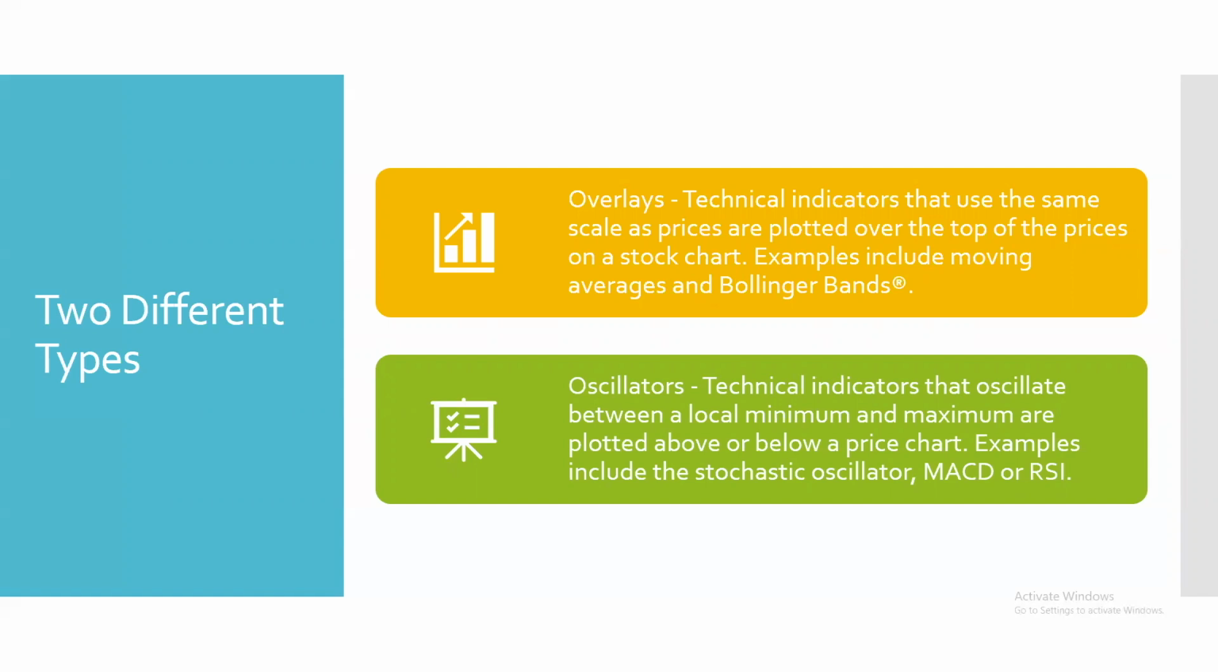We're going to definitely be talking about averages soon. And we have oscillators. These are technical indicators that oscillate between a local minimum and maximum, plotted above and below a price chart. Examples would be the MACD or the RSI. So what we are going to be talking about for our overlays is moving averages. We'll touch a little bit on our Bollinger Bands, and the same exact thing with oscillators. If you guys want an example of that, we're going to be talking about the RSI. I do use the MACD sometimes, but not as much.